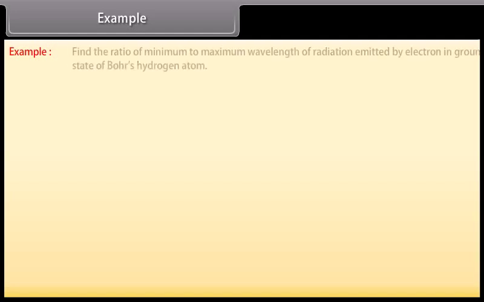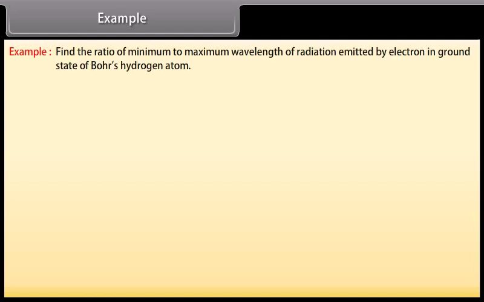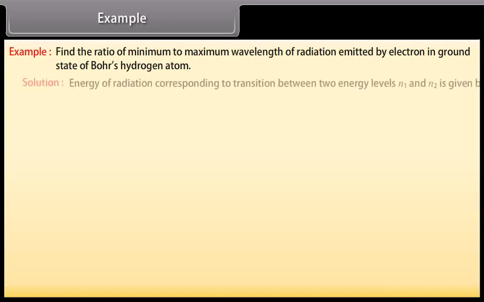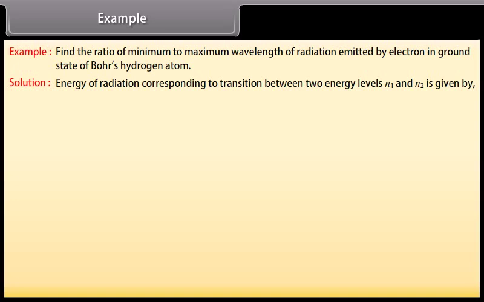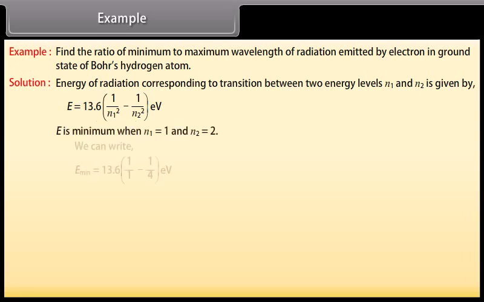Example. Let's take an example of Bohr's model of the hydrogen atom. Let's see the solution. Find the ratio of minimum to maximum wavelength of radiation emitted by electron in ground state of Bohr's hydrogen atom. Energy of radiation corresponding to transition between two energy levels n1 and n2 is given by 13.6 multiplied by 1 upon n1 squared minus 1 upon n2 squared electron volt. E is minimum when n1 is equal to 1 and n2 is equal to 2. E minimum is equal to 13.6 into 3 upon 4 electron volt.